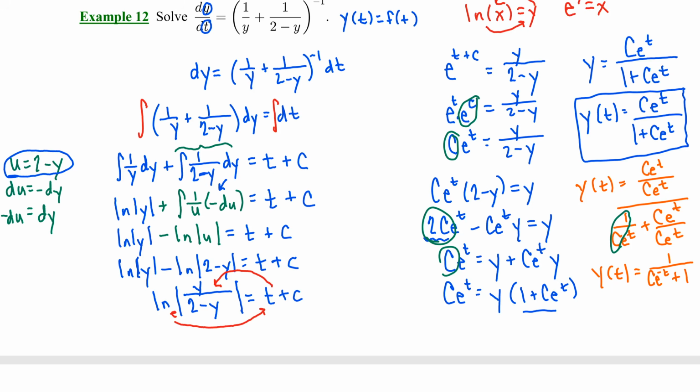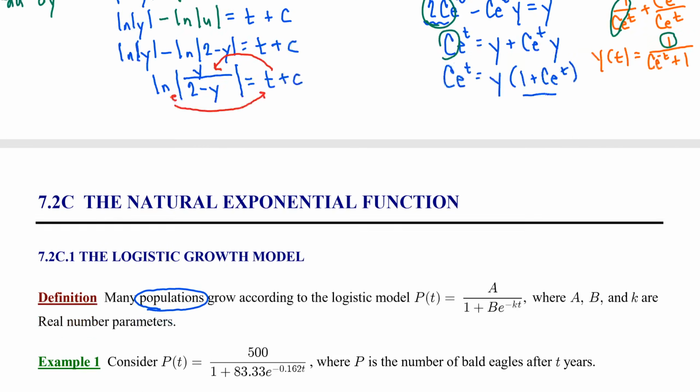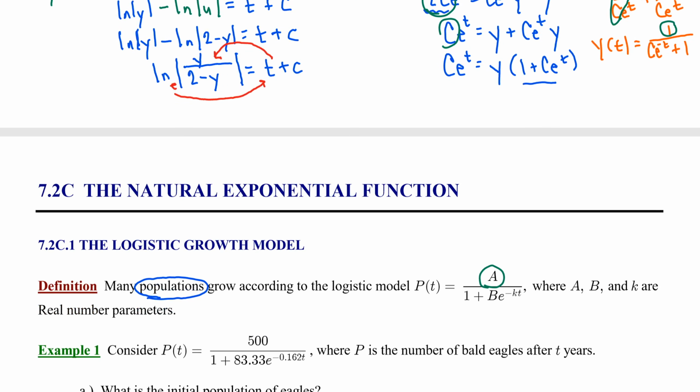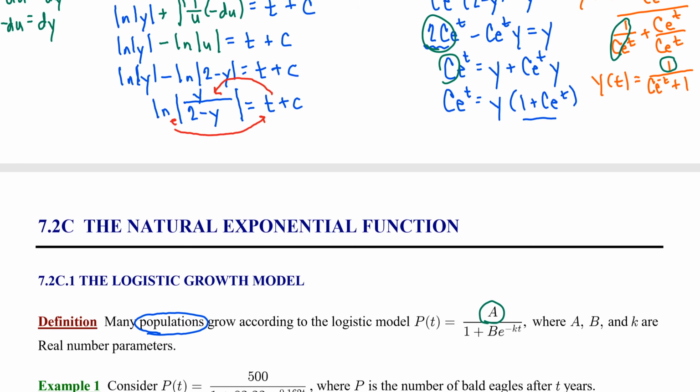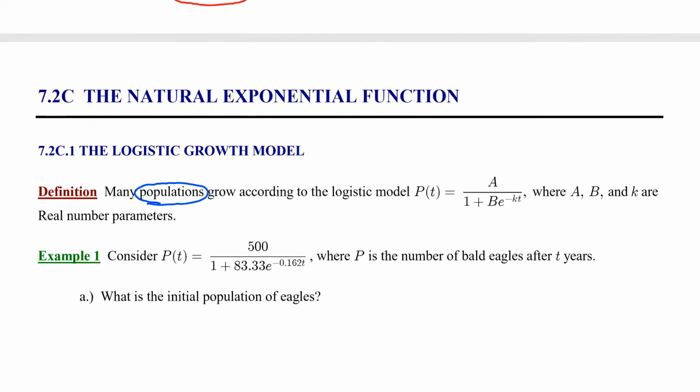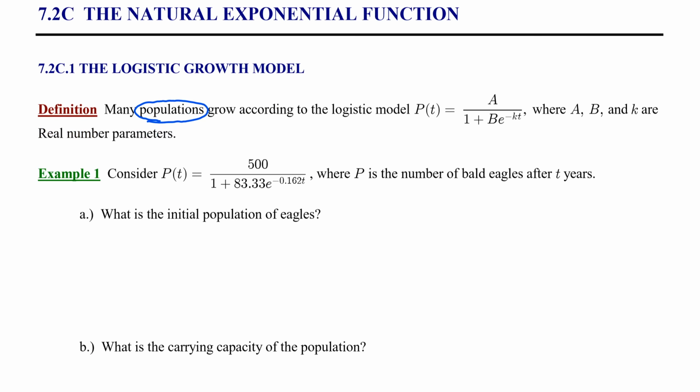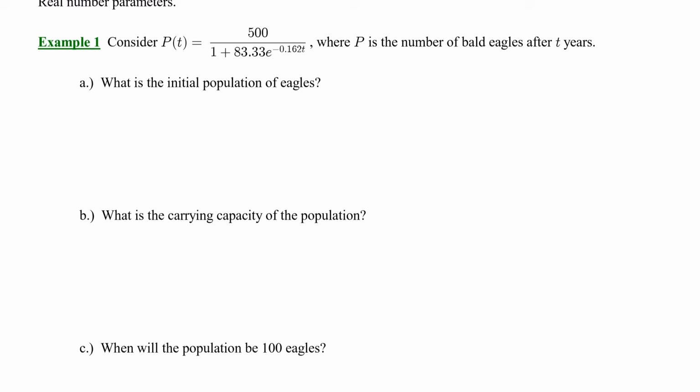Then you can see we have a 1 in the numerator, which matches a constant in the numerator. We have a constant times an exponential with a negative exponent. That matches this term here. And finally, we have plus 1, which matches the plus 1 here. So this is a form of the logistic model that we are studying. Let's look at another example to examine the behavior of this logistic growth model.